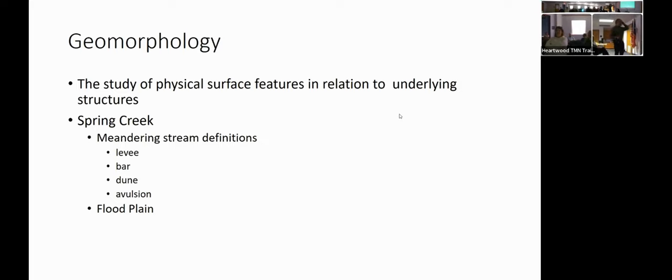Okay. So geomorphology, the study of physical surface features in relation to the underlying structures. So here's a question for you. If you look at Spring Creek on Google Maps, it's flowing pretty much west to east. Where is the ocean? Southeast. Why is it flowing west to east?